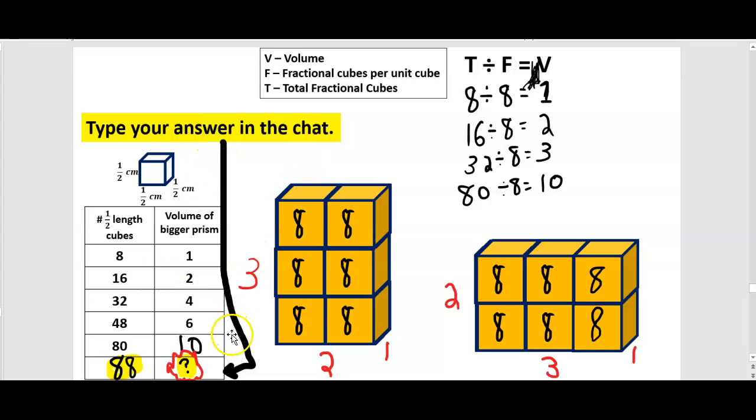So the answer in the chat, I think we already did. Oh, 88. What would you have if we have 88 half-inch length cubes? What would the volume be? We could fit 88 half-inch length cubes into a box. How big is that box?